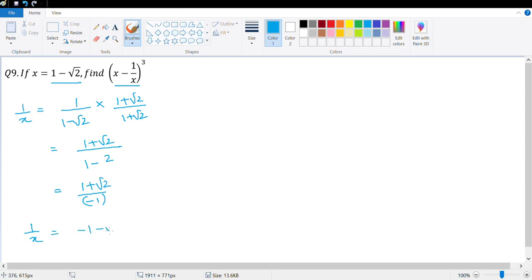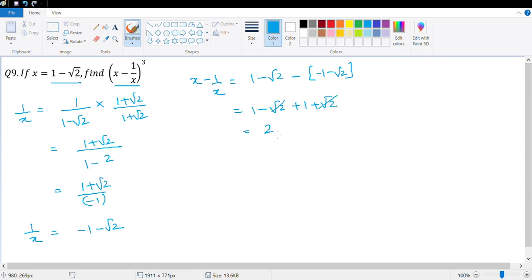which means 1 upon x is equal to negative 1 minus root 2. Good. Now what we need to figure out is x minus 1 upon x, which will be equal to 1 minus root 2 minus (negative 1 minus root 2). Which is equal to 1 minus root 2 plus 1 plus root 2. Root 2 and root 2 gets cancelled.